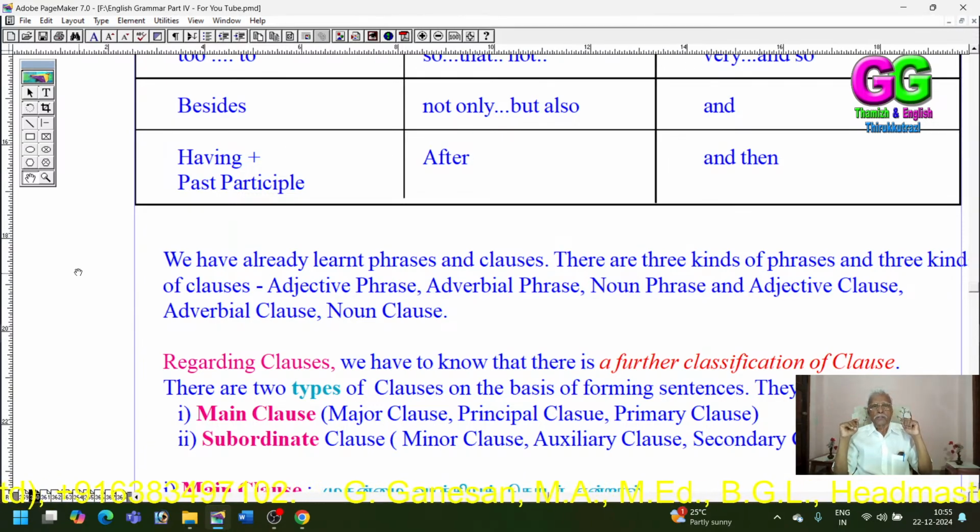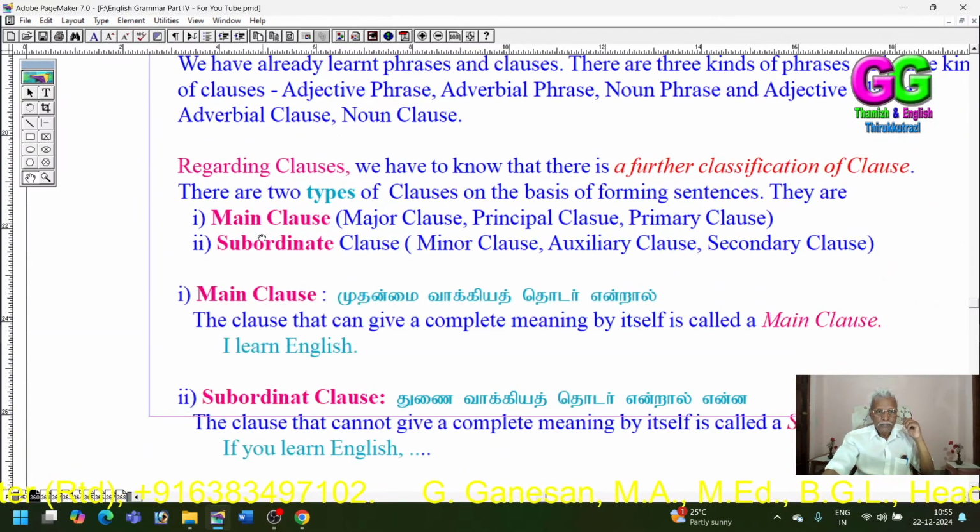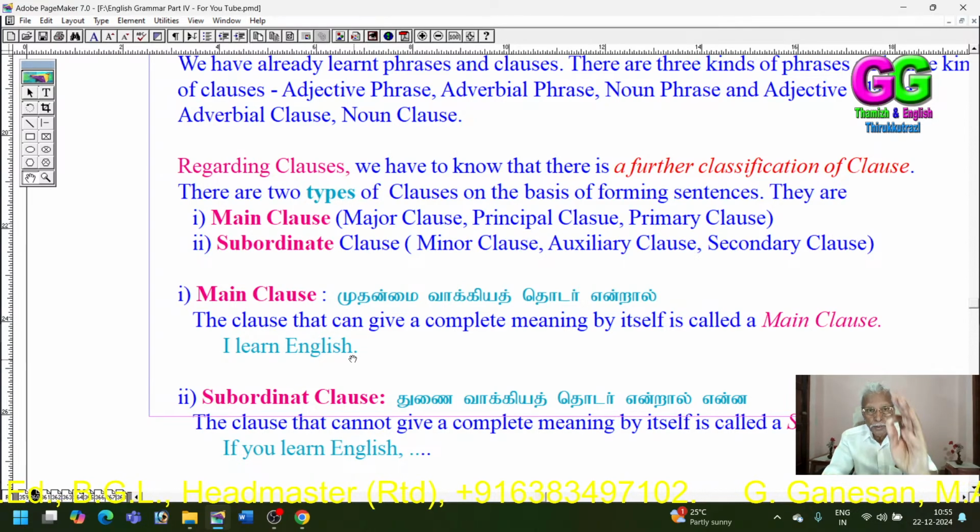What is a main clause? If the sentence itself gives a complete meaning, that sentence is called a main clause. If a clause by itself gives a complete meaning, that clause is called a main clause. Look here, main clause: I learned English. Here, this clause gives a complete meaning. I learned English. It gives a complete meaning. So, I learned English is a main clause.